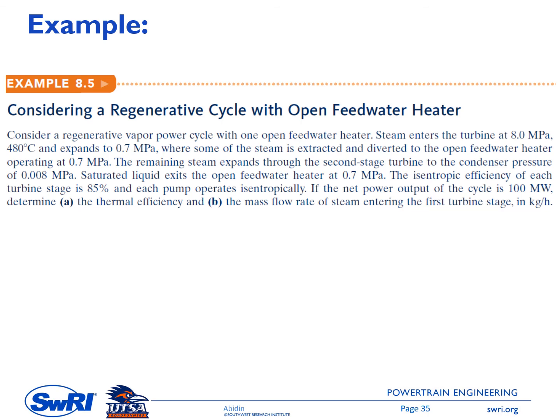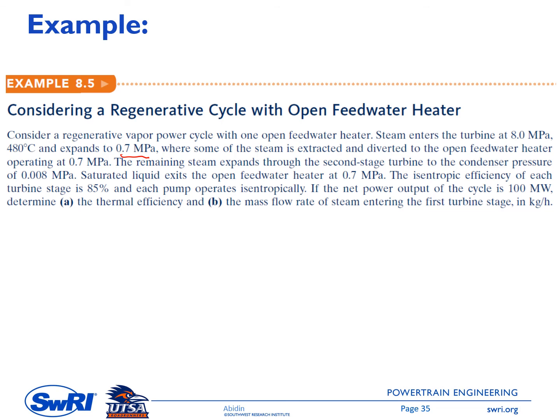Okay, let's take a look at this example for a regenerative cycle with an open feed water heater. Consider a regenerative vapor power cycle with one open feed water heater. Steam enters the turbine at 8 megapascal and temperature 480 degrees C. I think this is state number 1, same as in the previous example. It expands to 0.7 megapascal, same thing as well, where some of the steam is extracted and diverted to the open feed water heater operating at 0.7 megapascal.